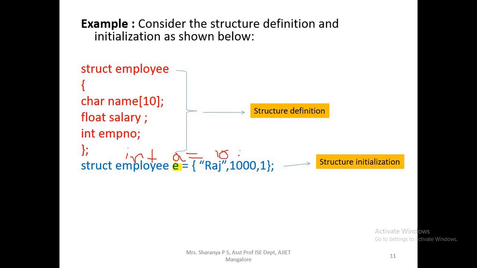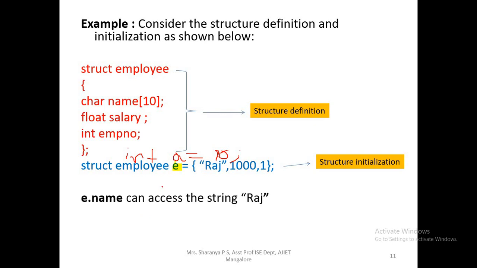So in the same way here, what we have written: this struct employee is the type, e is the variable name, followed by the equal to symbol, and the braces hold all the values for the structure members, that is for name, salary and employee number. That's why everything is clubbed together and written in the braces. This is how the initialization is done.